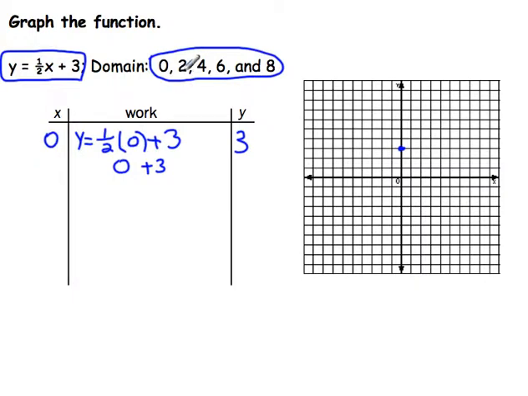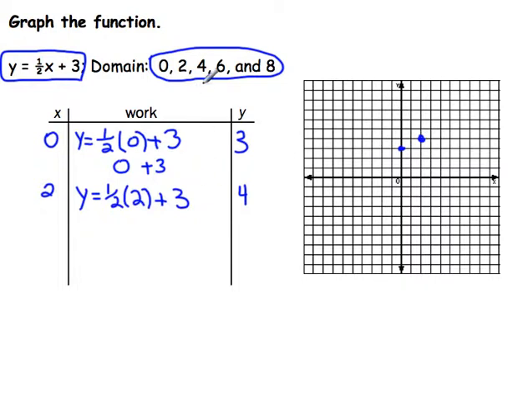Now I'm going to go to the next domain, that's 2. Okay, and we plug 2 in. y equals 1/2 times 2 plus 3. Okay, I'm going to work this out in my head. 1/2 times 2 is 1. 1 plus 3 is 4. So I should have a point at (2, 4).